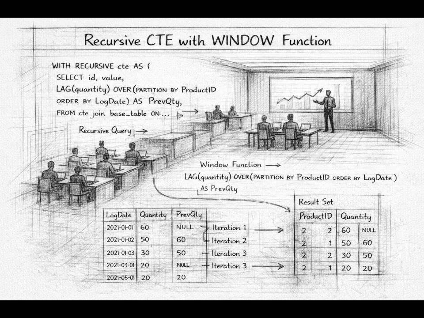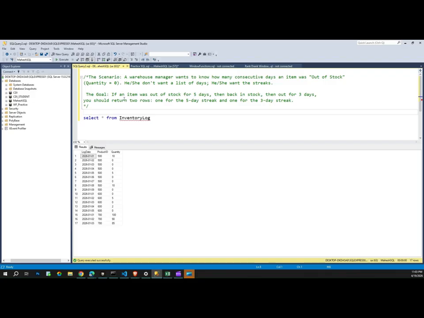Hi all. Today we are going to solve an SQL problem using recursive CTE and window functions. So let's dive into this. The scenario is we have a warehouse manager who wants to know how many consecutive days an item was out of stock, as in when the quantity was zero. He or she doesn't want a list of days. He wants the streak. I'll explain shortly what that means.